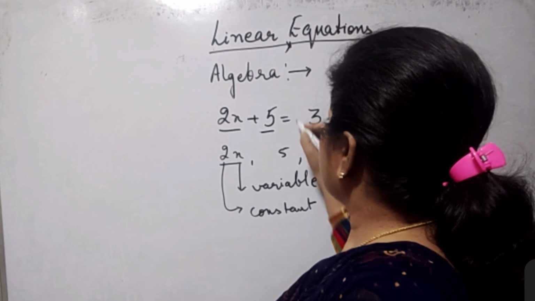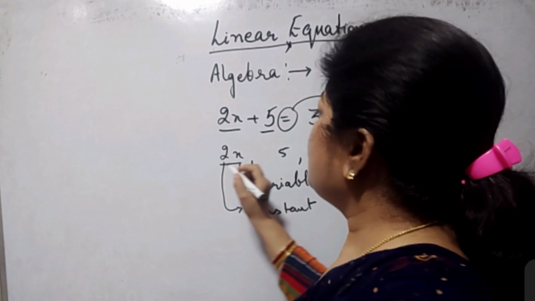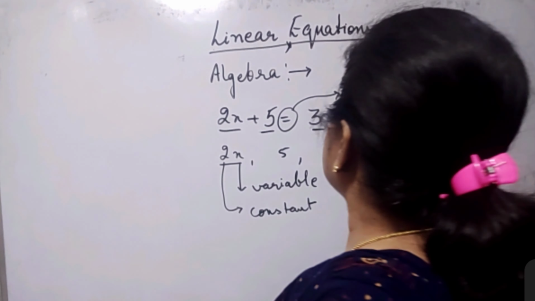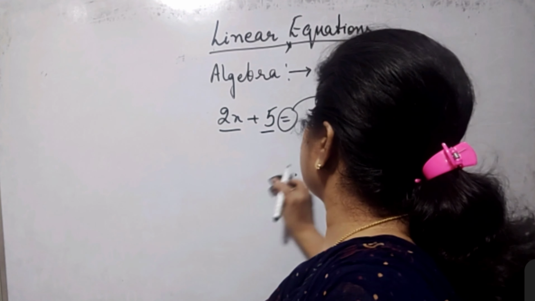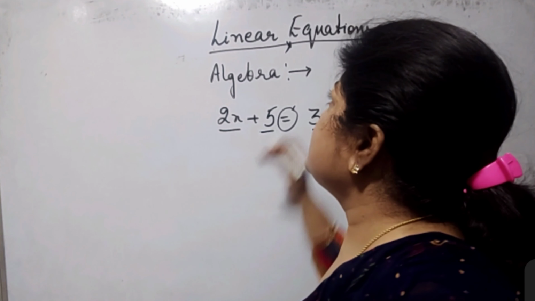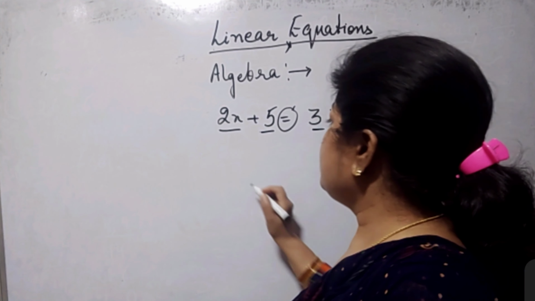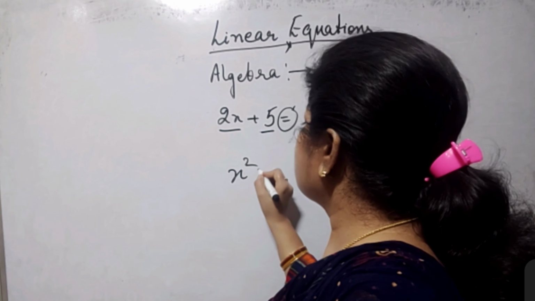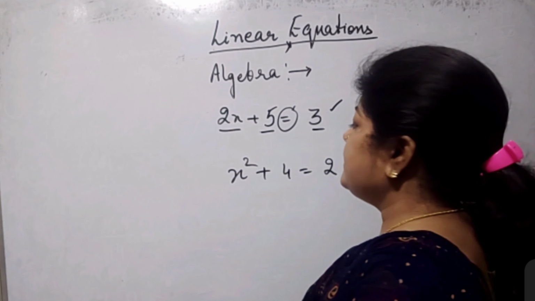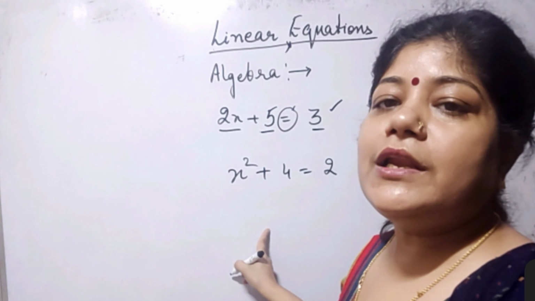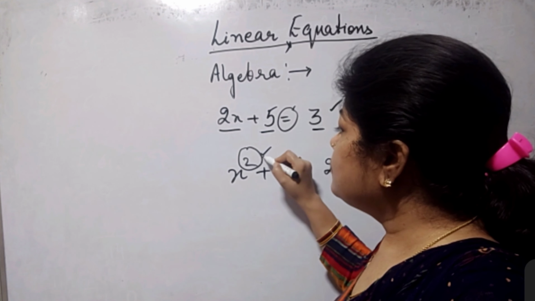Okay, Parishi? And this is equal to. And this whole expression, 2x plus y is equal to 3, is termed as a linear equation. Clear? For example, we have an equation like this: x squared plus 4 is equal to 2. But this is not a linear equation, because here we have the power 2.